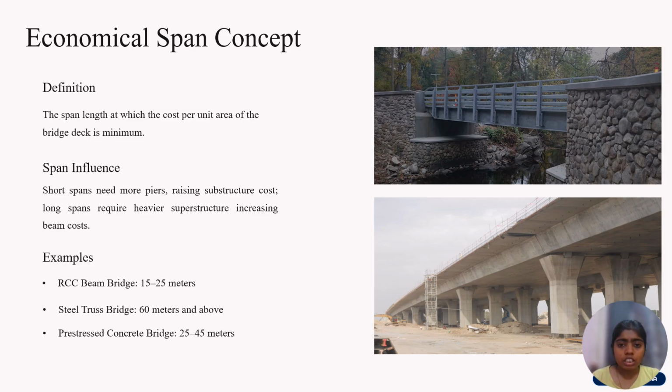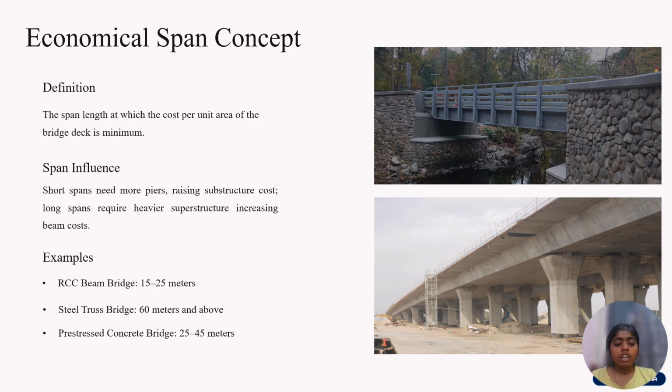As I talked about earlier in the types of bridges and their materials, if the bridge is made of RCC and has a beam structure, its range is 15 to 25 meters. It has a different cost because its material is different, its strength is different, and its length is different, so the span will also have a different cost. Next, the truss bridge. If the bridge is made of truss, then 60 meters and above, its span influence and cost are also different.